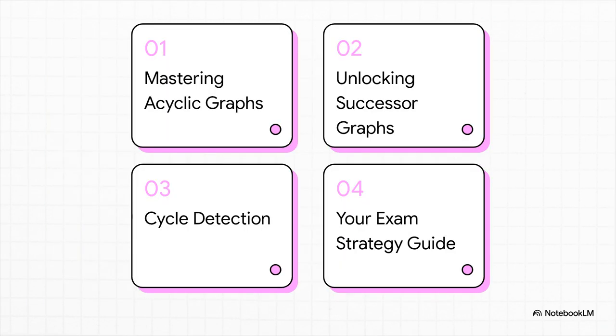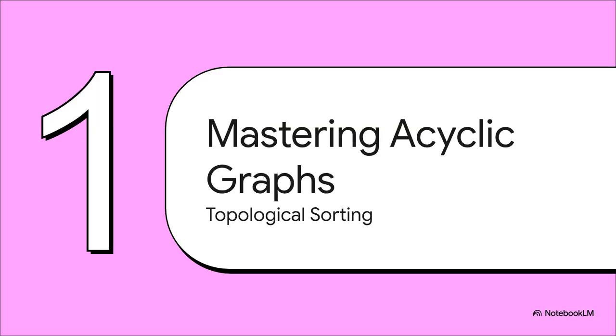So here's our game plan. First, we'll dive into acyclic graphs, get a handle on sorting and dynamic programming. Then we're going to unlock successor graphs. After that, we'll cover a classic for finding cycles, and then, and this is the important part, we'll pull it all together into an exam strategy guide. Sound good? Let's get to it. Okay, section 1 it is, mastering acyclic graphs. And the first, most fundamental operation, the one that really unlocks everything else, is something called topological sorting.